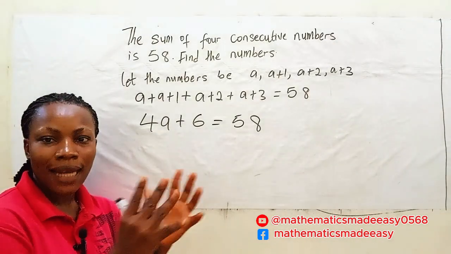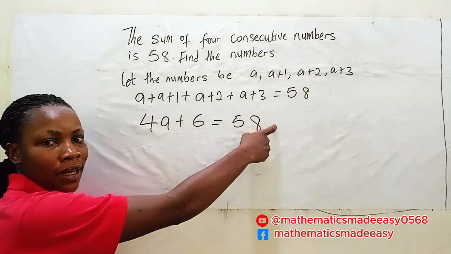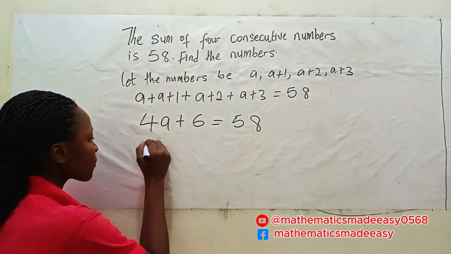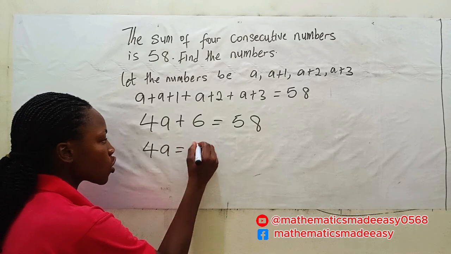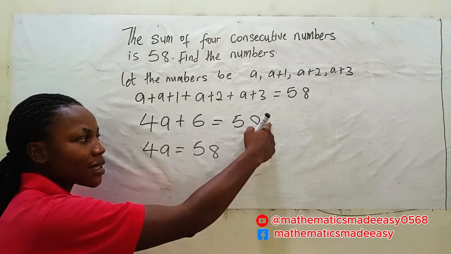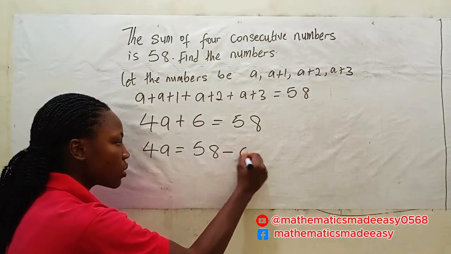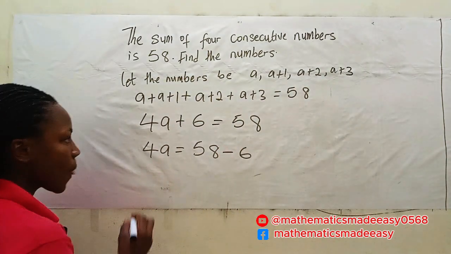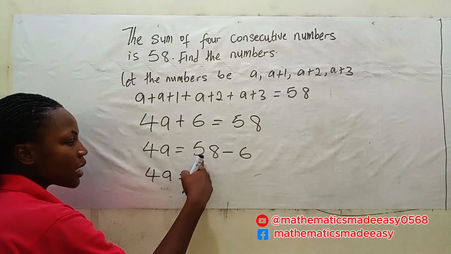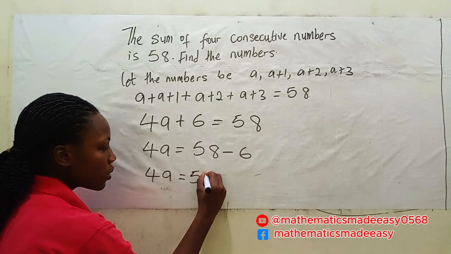Now, let's collect like terms. Okay, this 6 will move over to this side to meet 58. So we are going to have 4a equals 58. This 6, once it passes this equality sign, it becomes negative. So we're going to have minus 6. Okay, so we're having 4a equals 58 minus 6, which is going to give us 52.